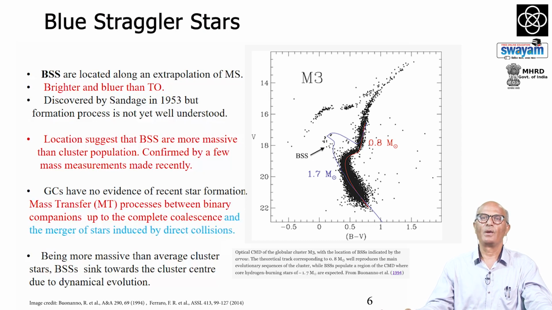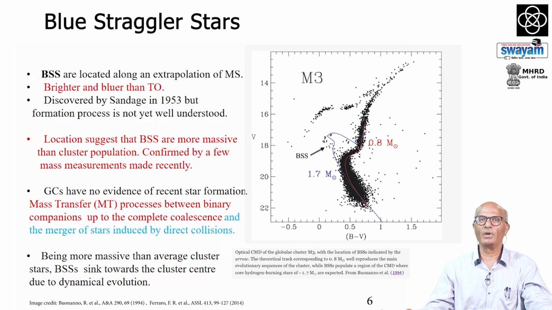This is a color magnitude diagram of a galactic globular cluster M3, where the x axis is the color B minus V, and the y axis is the apparent V magnitude. We can see a well defined cluster main sequence, then the red giant branch, then the horizontal branch. As per normal stellar evolution theory, we should not expect any star in this part.